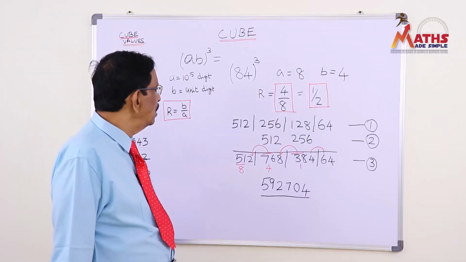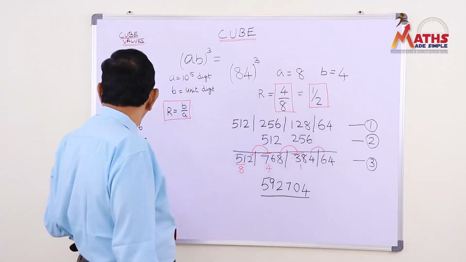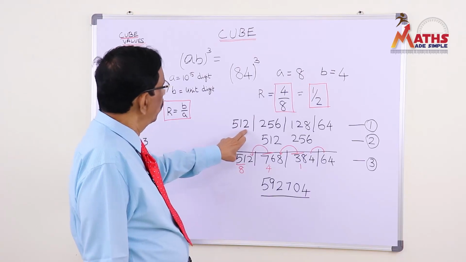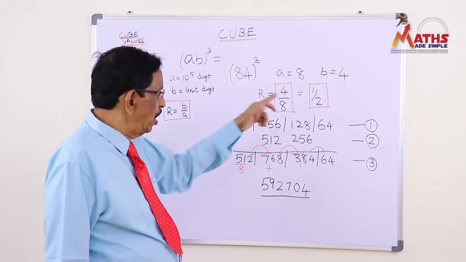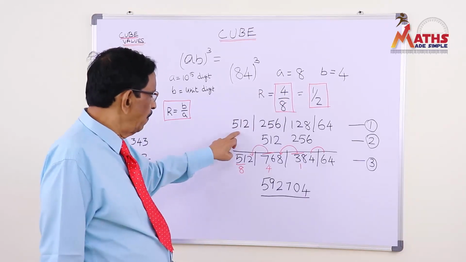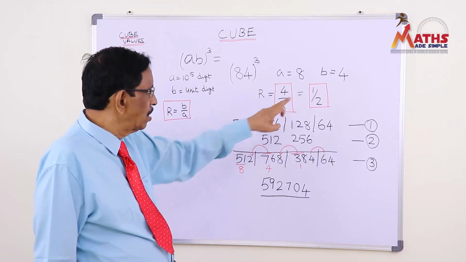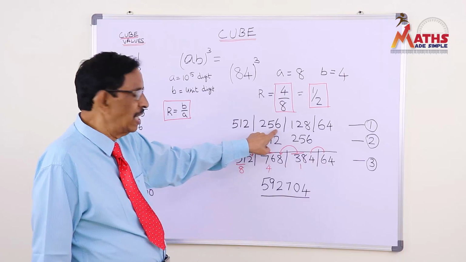The first digit is going to be A cube. What is A? 8. What is 8 cube? 512. So the first digit is 512. Now I will multiply the first digit with the ratio R to get the second digit. 512 multiplied with half, I will get 256 as the answer, that is the second digit.